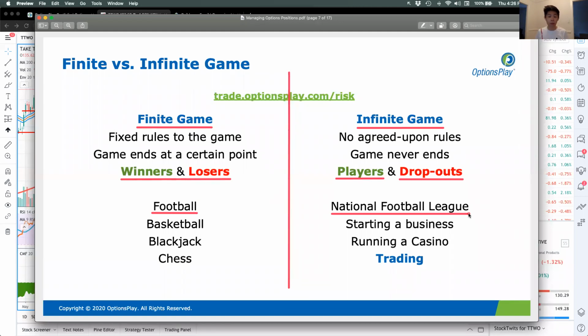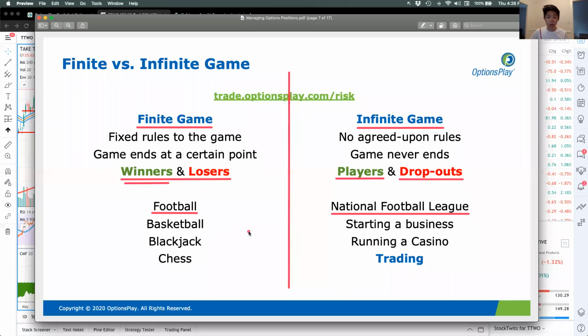Starting a business, same thing. There's no such thing as winning in starting a business or operating a business. You're either in business or not in business. And guess what? Trading is the exact same thing. You either have a trading account with a portfolio with enough capital to continue trading another day, or you've blown up your account. You cannot trade anymore unless you deposit more money. And once you realize that trading is an infinite game, what you realize is that your primary focus is not on winning.